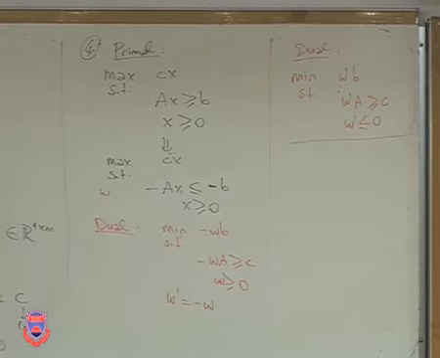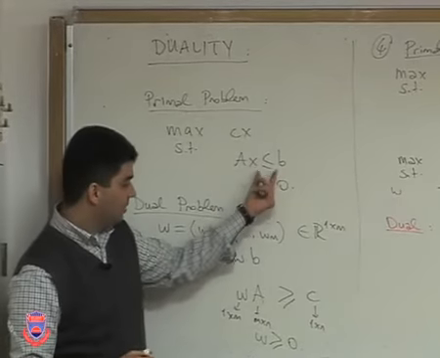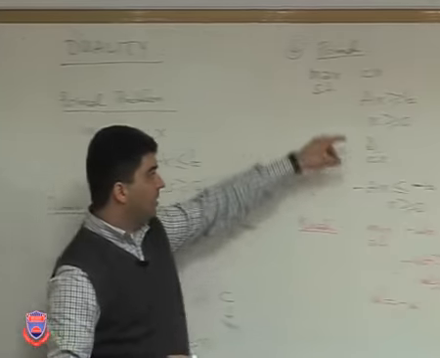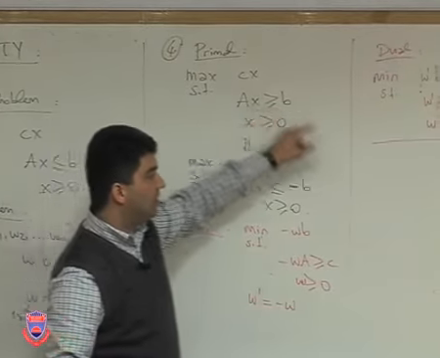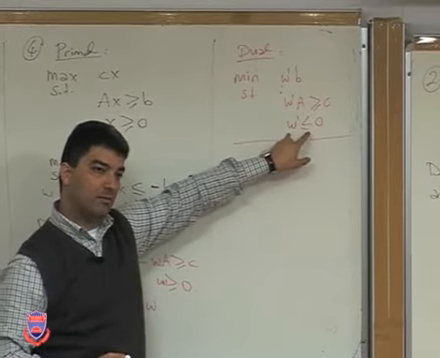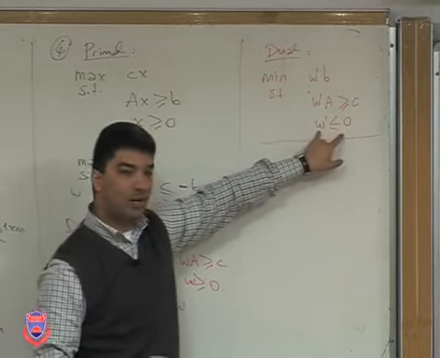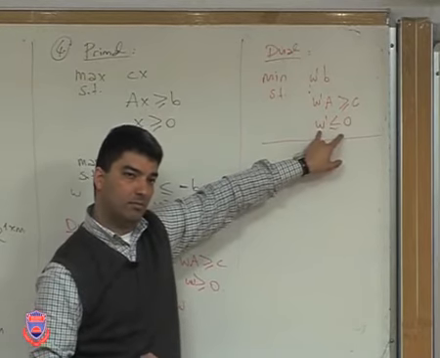Now, in the primal problem, if I have less than or equal to constraints, in the dual problem the corresponding variables are non-negative. Okay? Here, if I have greater than or equal to constraints, then the corresponding variables are non-positive now. Okay? So if I change the type of constraints in the primal problem, then that affects the sign of the dual variable in the dual problem. Okay?